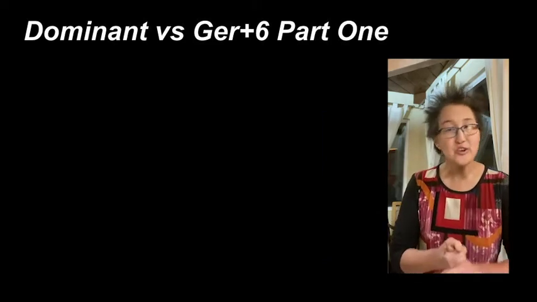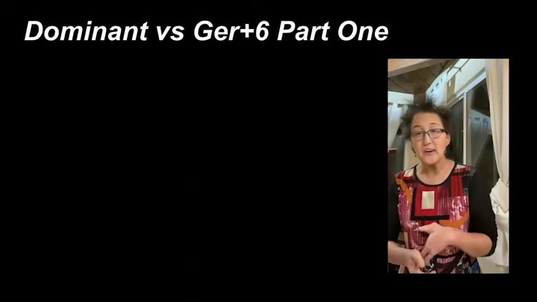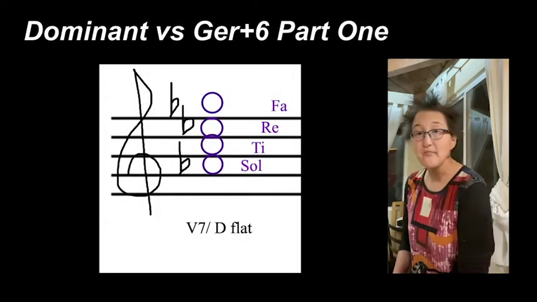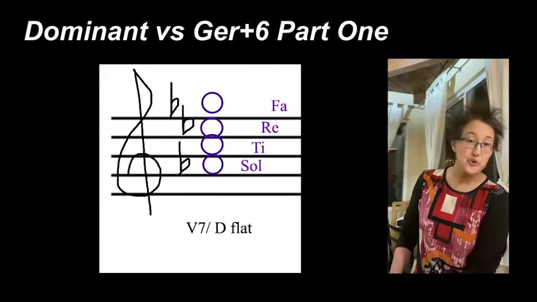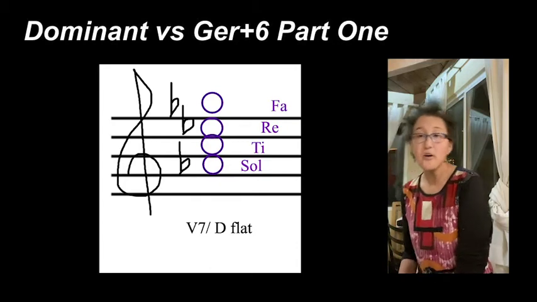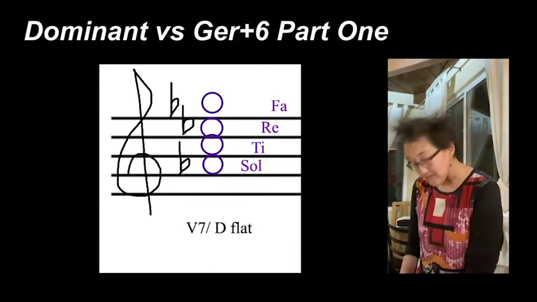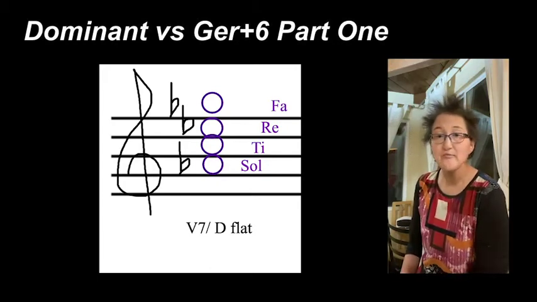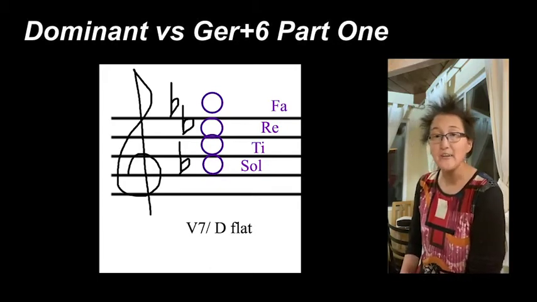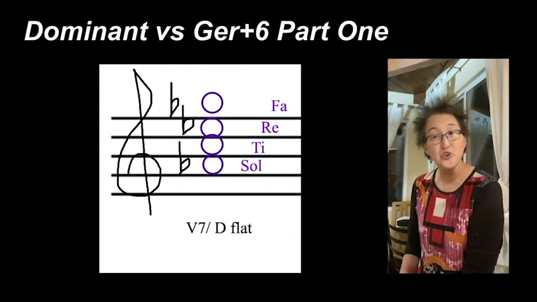First, let's just spell this chord, both as a dominant chord and as a German augmented 6. The dominant is made up of 5, 7, 2, 4: Sol, Ti, Re, Fa. So in A-flat, A-flat is the dominant of D-flat. Therefore, the spelling would be A-flat for Sol, C for Ti, E-flat for Re, G-flat for Fa.